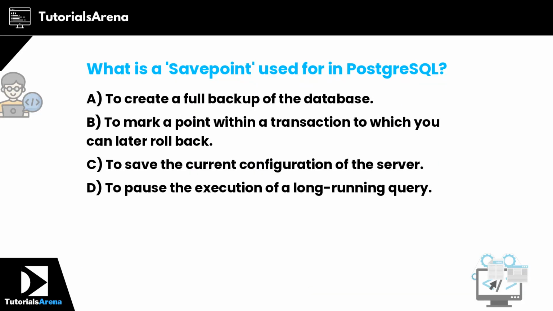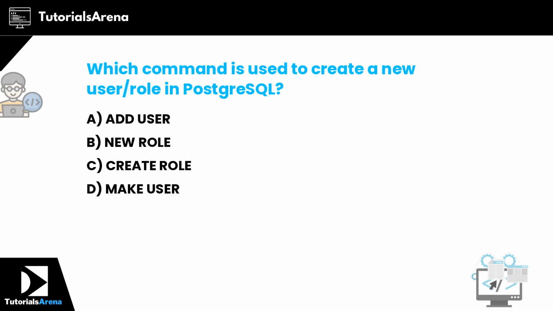What is a savepoint used for in PostgreSQL? The correct answer is option B, to mark a point within a transaction to which you can later roll back. Which command is used to create a new user or role in PostgreSQL? The correct answer is option C, CREATE ROLE.